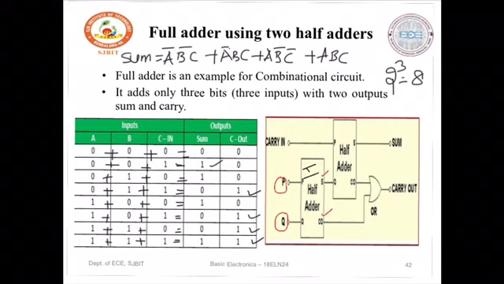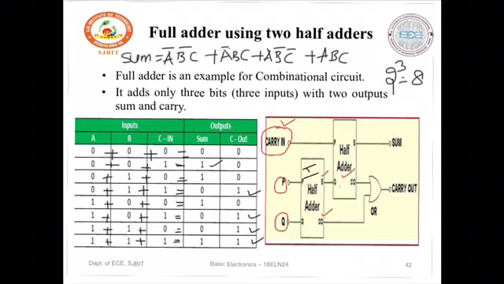Now, this sum, whatever I am getting from the first half adder, has to be given as input to the second half adder. And to the second half adder, one more input will be given, that is my carry. As you know, in the full adder, what is the advantage? The advantage is it can take the carry of the previous addition into consideration. While doing the addition of two input bits, it will take one more bit into consideration. That one more bit will be the carry from the previous addition. So, that one more bit will be given as input to the second half adder with the sum output of the first half adder to get added.